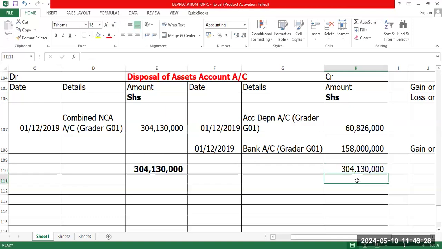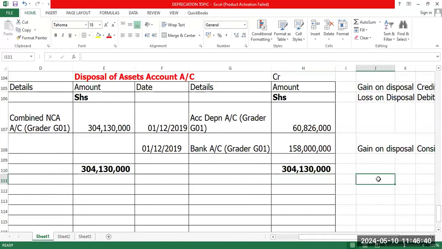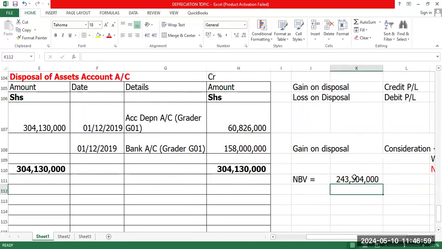So the question is here: do you have gain on disposal or loss on disposal? Loss on disposal. Because when you check, like here, net book value, if you want to confirm that you have a loss or gain, net book value is how much? I can just get this minus this. The answer is net book value. Then consideration.